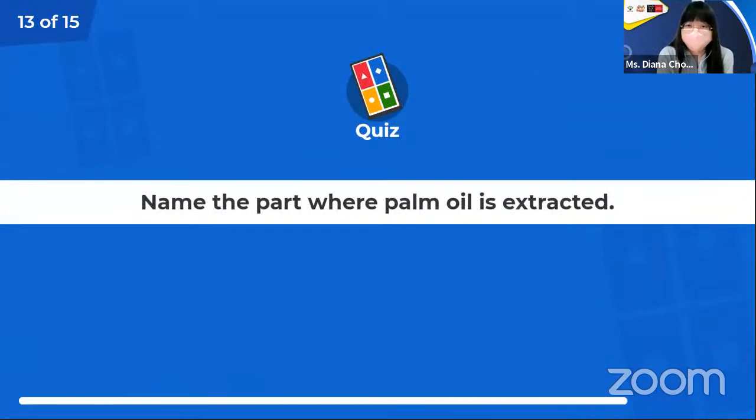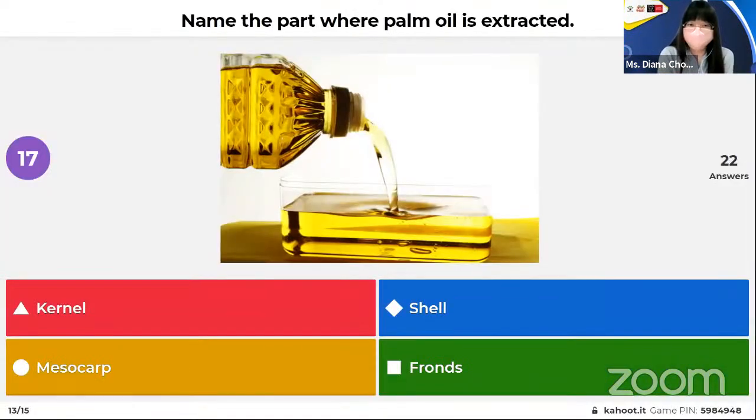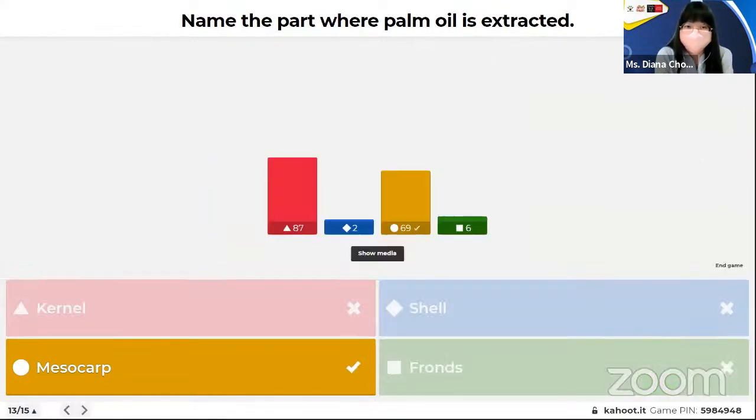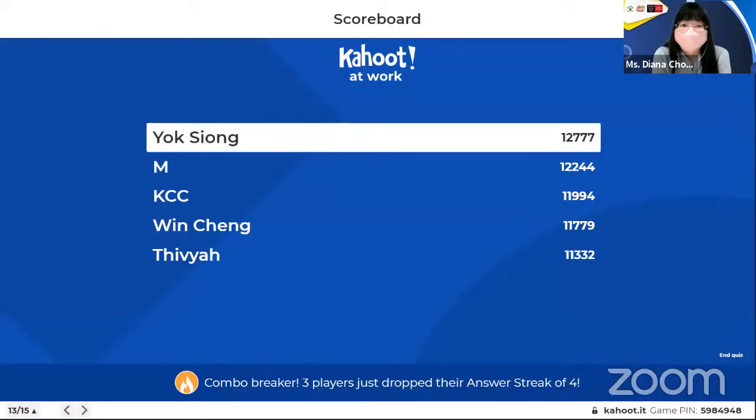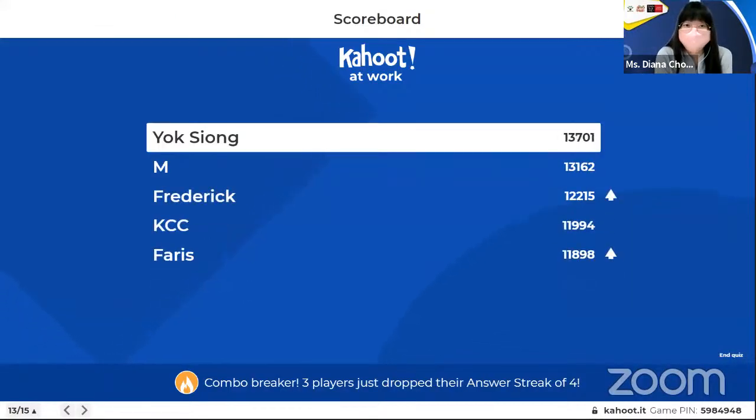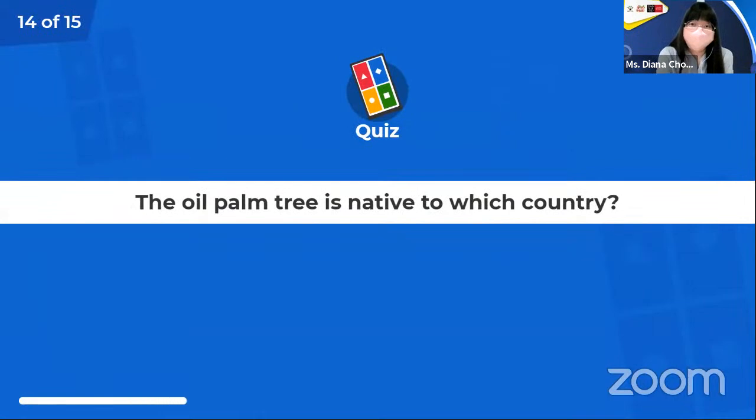Name the part where palm oil is extracted from. Is it the kernel, the shell, the mesocarp, or the fronds? About 10 seconds to answer. Where is it extracted from? 5 seconds, 3 seconds, time's up. Okay, so the answer is the mesocarp. Yeoxiong is still in first position, followed by M, Frederick. We have a new person who climbed up to third place, KCC, and Ferris in fifth. Next question. We are on our second last question.